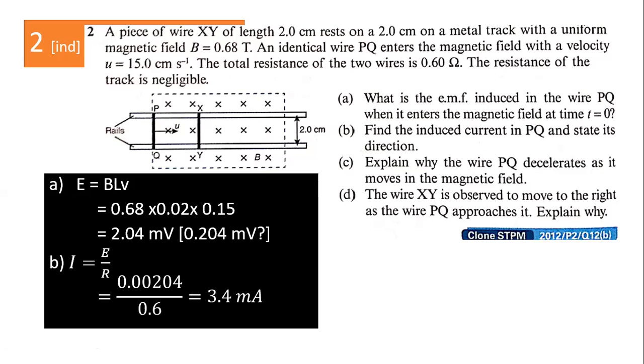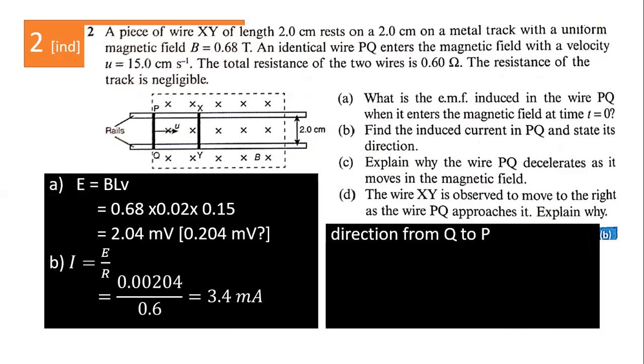Okay, so where's the direction of induced current? Use the right hand. Field is going in. Motion is to the right. So where's your second finger? Yeah, that's your motion. That's your field going in. That's your current. Q to P. Okay, now, Q to P.